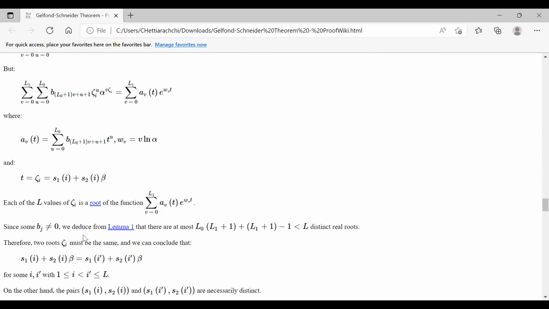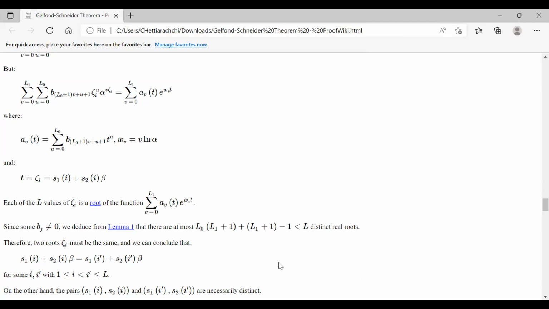So we apply lemma 1 for some b_j not equal to 0. It is from lemma 1 that there are at most L0 times (L1 plus 1) plus L1 minus 1 distinct real roots, which is, by the way, less than L. So these are the degrees adding. This is going to be the degree at n here, minus 1.